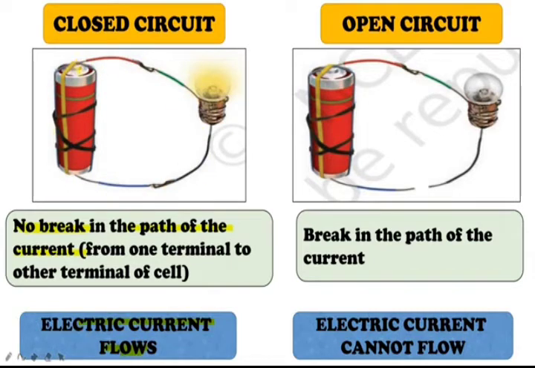Okay, remember the point: the circuit should be closed. Then only the electric current will flow in a circular path, and then only the bulb will function. But if there is a break in the path of the electric current, the bulb never glows. That is the difference between a closed circuit and an open circuit. I hope you understood the differences between those two. Once you look at the diagram, you can easily understand in which circuit current will flow and in which it will not.